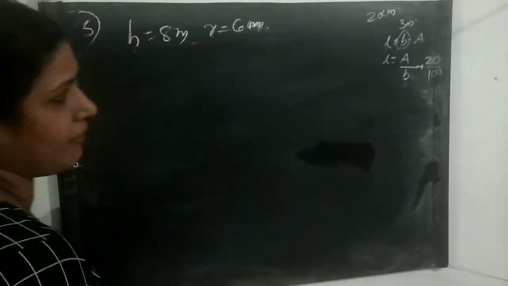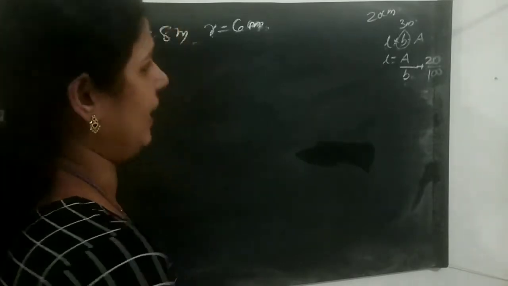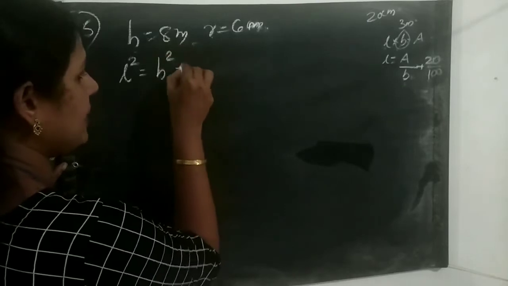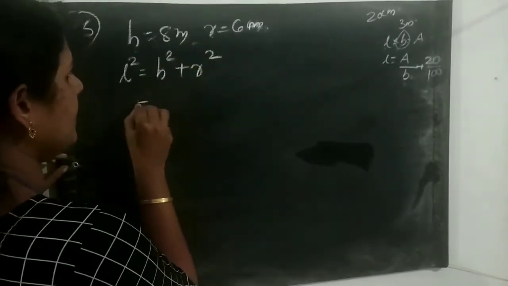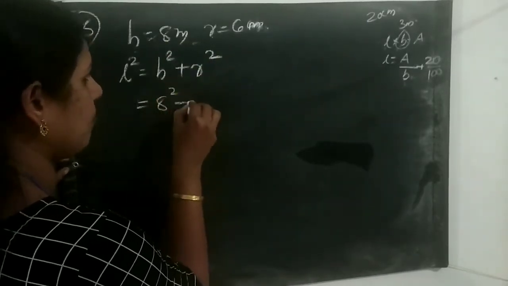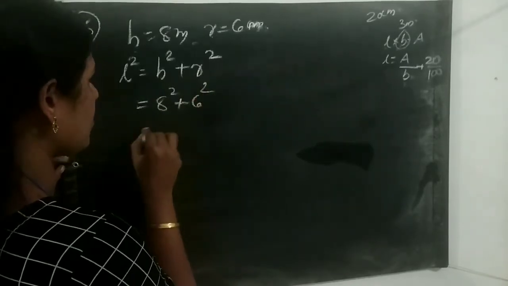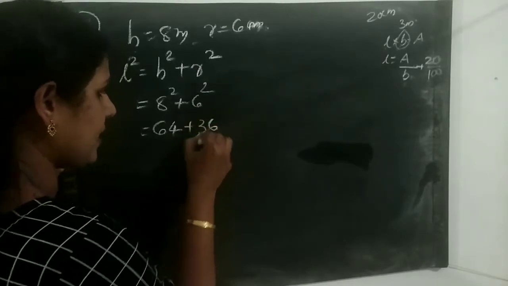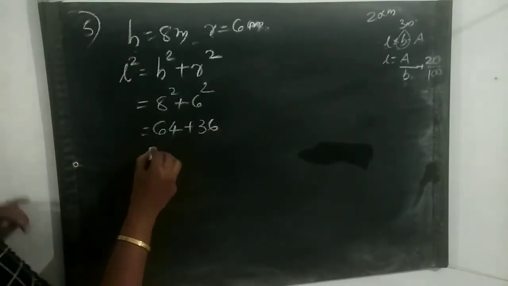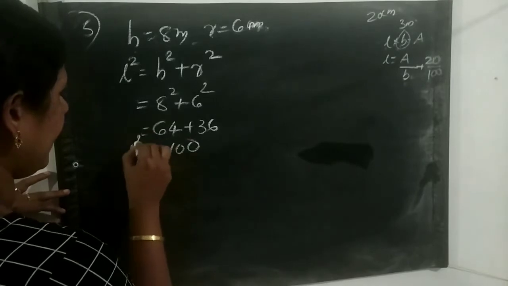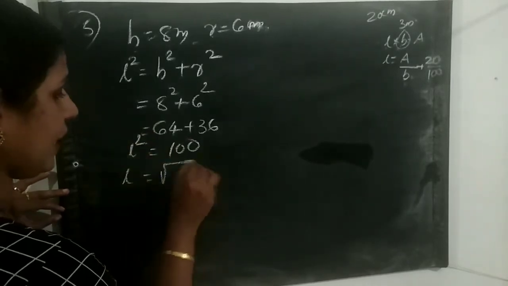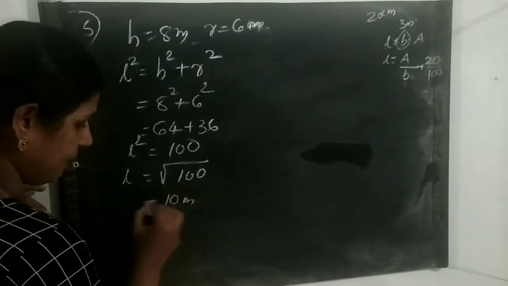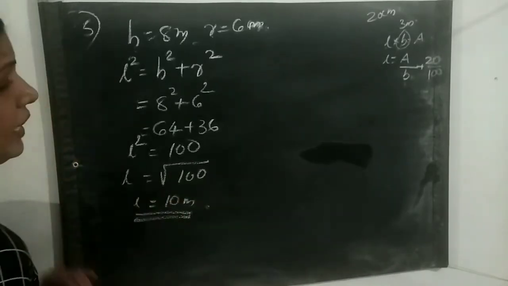Here H and R are given. From this we have to find L. How to find L? L square equal to H square plus R square. So L square equal to 8 square plus 6 square. 8 square is 64, and 6 square is 36. 64 plus 36 is 100. We get L square equal to 100. From this L equal to root 100, which is 10 meter. So we get L equal to 10 meter.